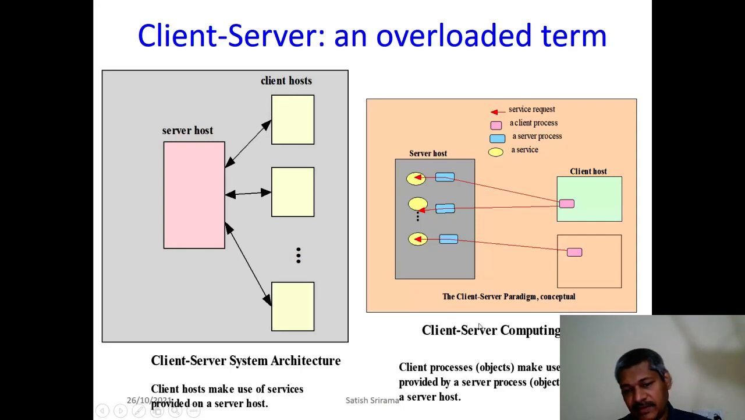Whereas as I mentioned, when we are talking about this sort of client server distributed computing paradigm, the client processes make use of the services provided on the server, and basically we get access to these things through the server processes. All these things are actually running on the server host. So that's where the slight difference is, between client server in terms of system architecture and in terms of distributed computing paradigm.